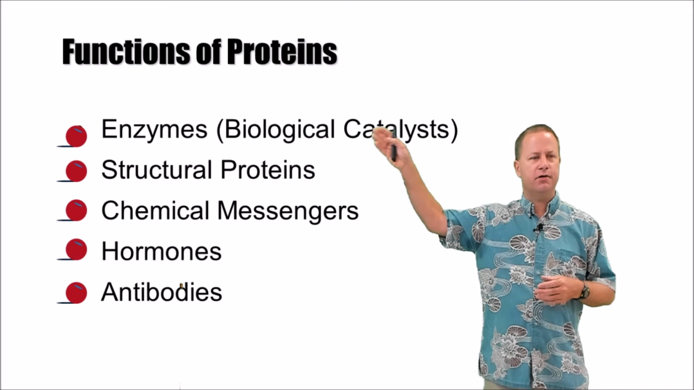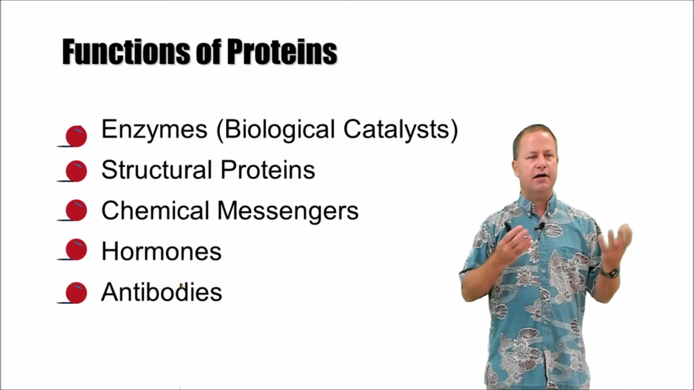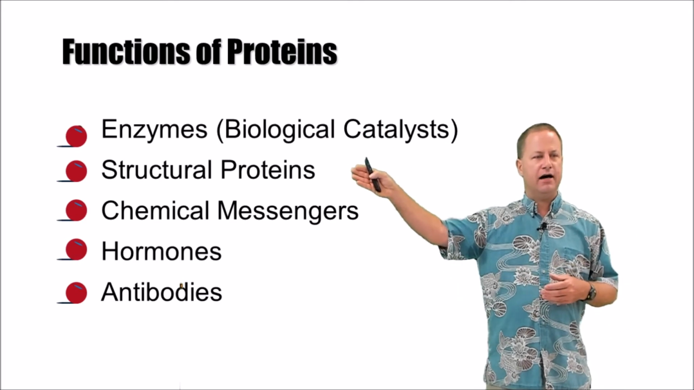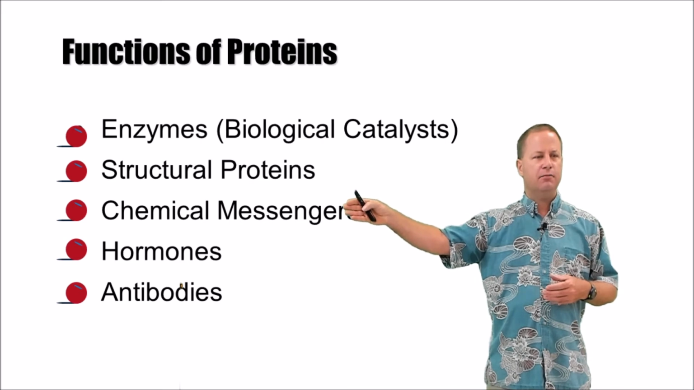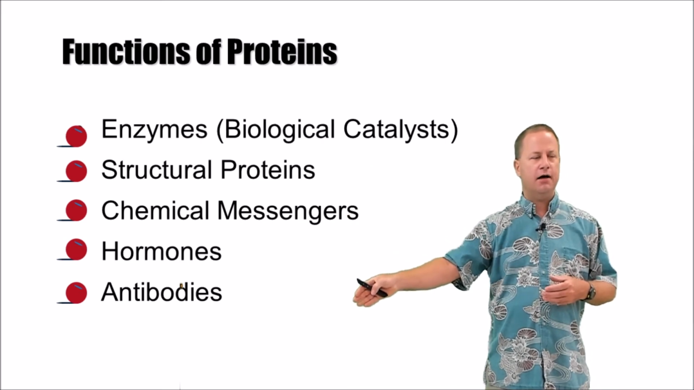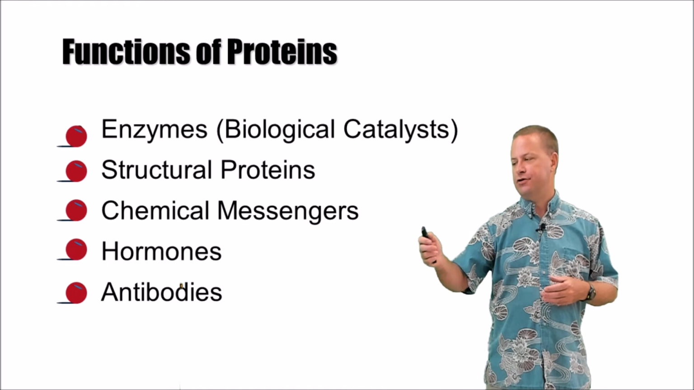Okay, functions of proteins. We already said that some proteins are enzymes. We'll talk about that. Some of them are structurally important. For example, the collagen we find in our skin. Some are chemical messengers, such as hormones, and some can be found in antibodies in our bloodstream.